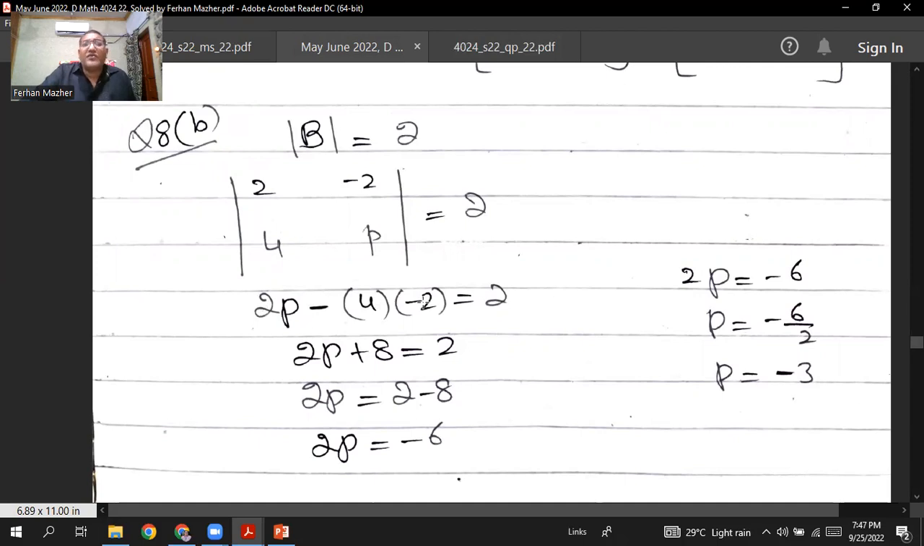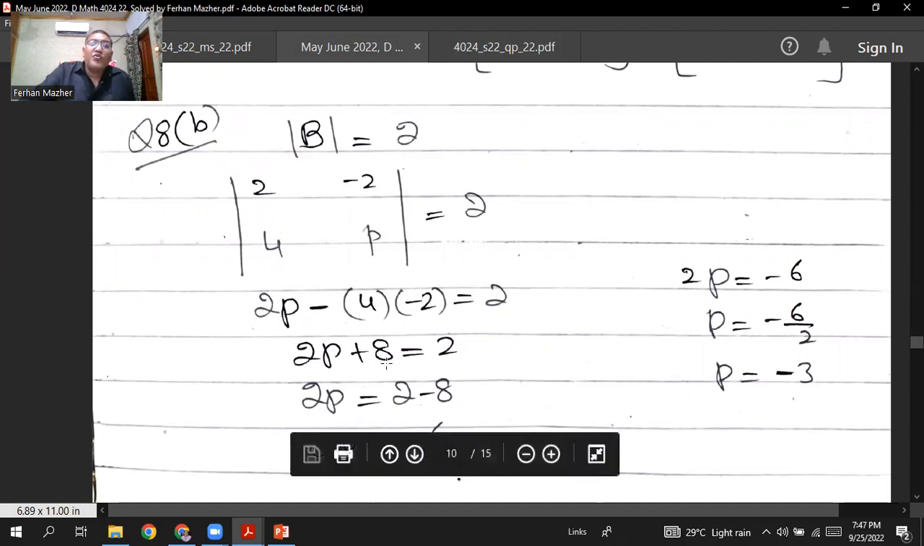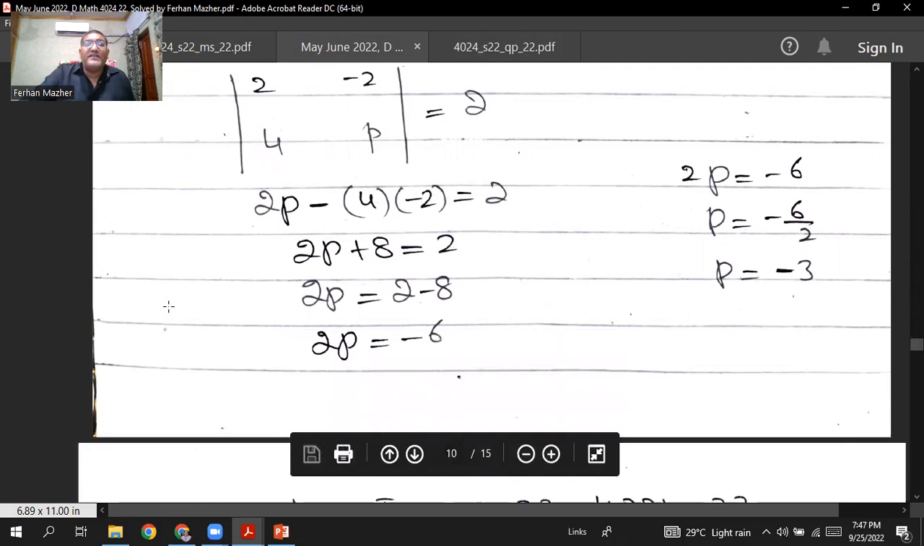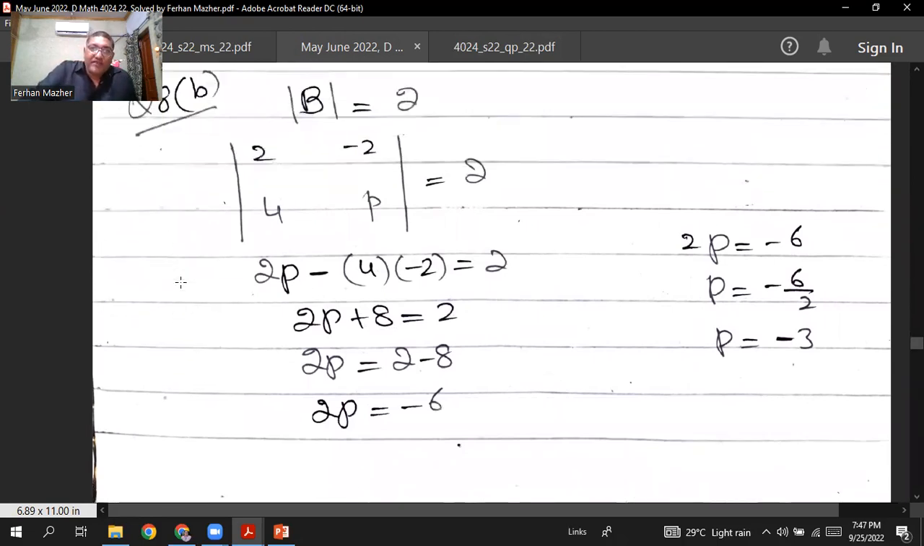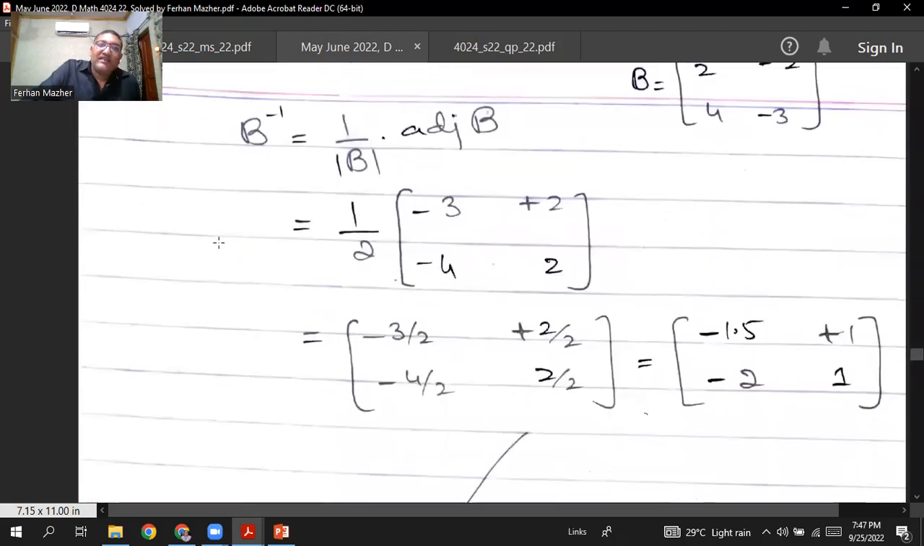So 2P minus 4 into minus 2 equals 2. 2P plus 8 equals 2. 2P is equal to 2 minus 8. 2P is equal to minus 6. So 2P is equal to minus 6, and the P will be equal to minus 6 divided by 2, and the P will be equal to minus 3. So once I know the P value, I can find out then the inverse.